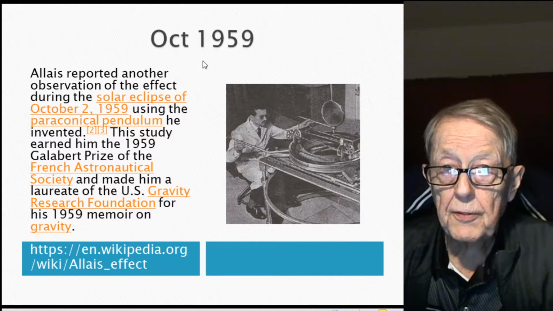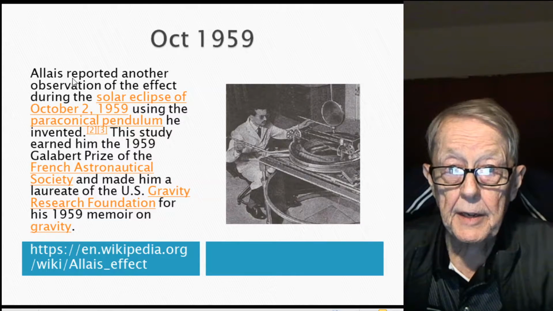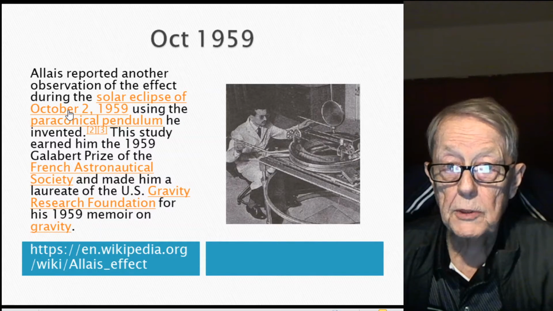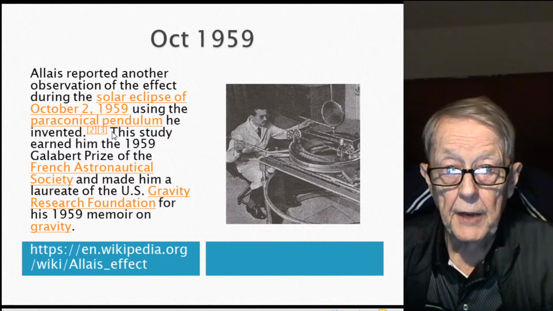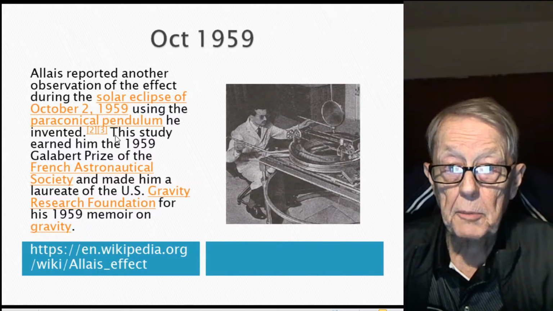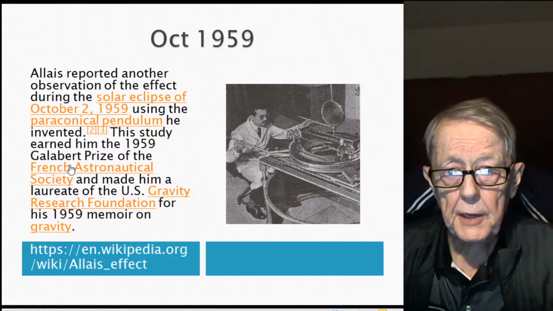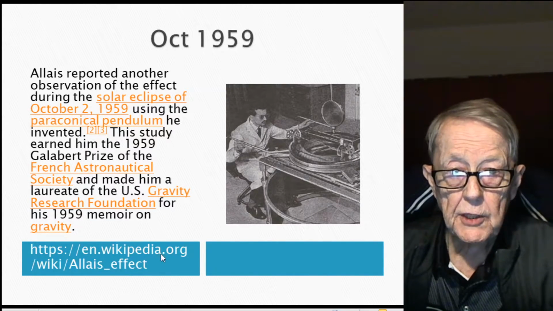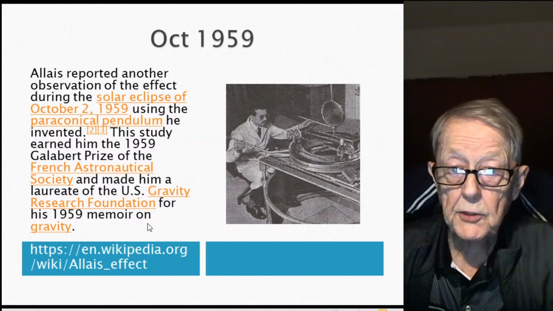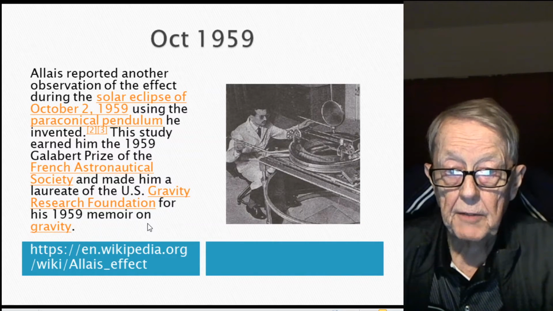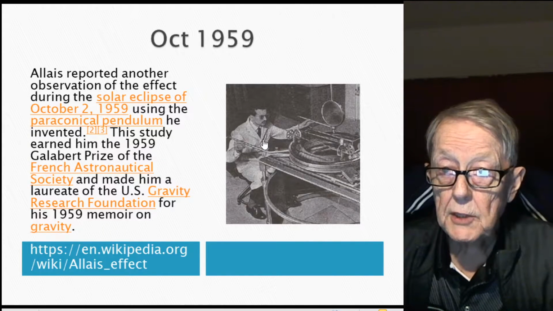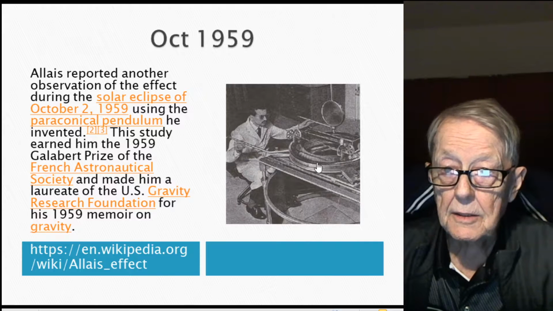Well, in October of 1959, he did it again, and he reported another observation of the effect during a solar eclipse of October 2nd, 1959, using a paraconical pendulum he invented. And this study earned him the 1959 Galabert Prize of the French Astronautical Society and made him a laureate of the U.S. Gravity Research Foundation for his 1959 memoir on gravity. So this is an actual picture of Maurice Allais and his paraconical pendulum.